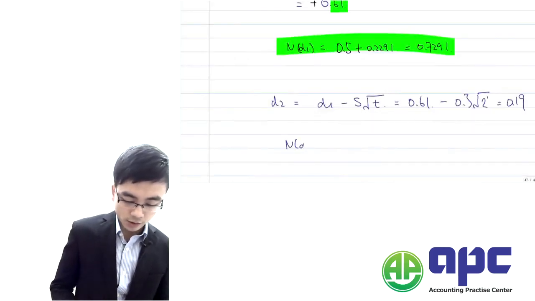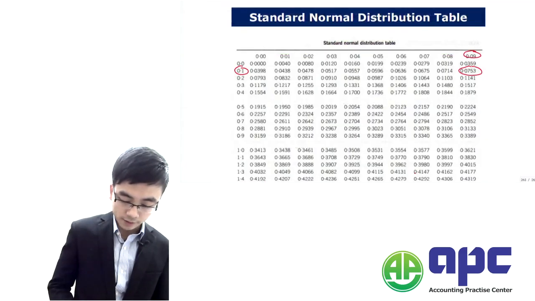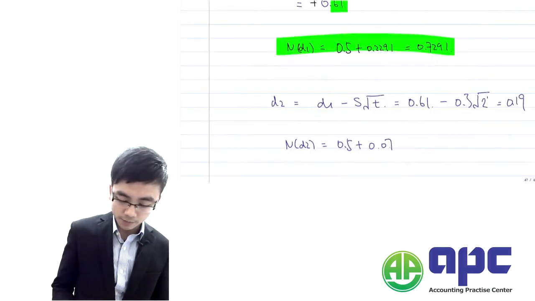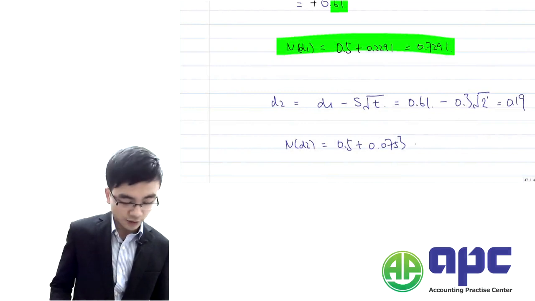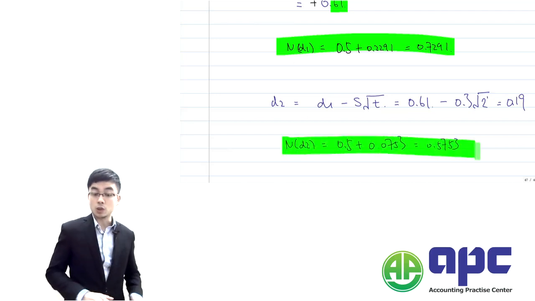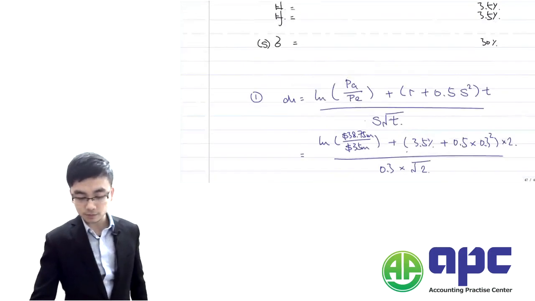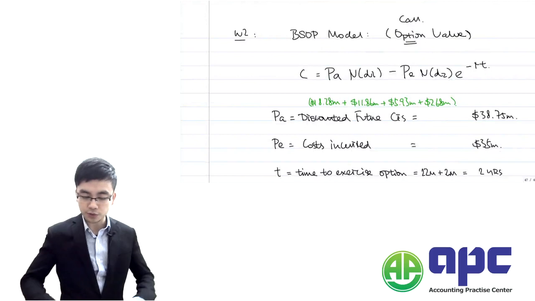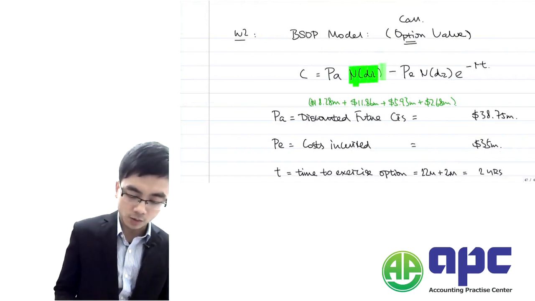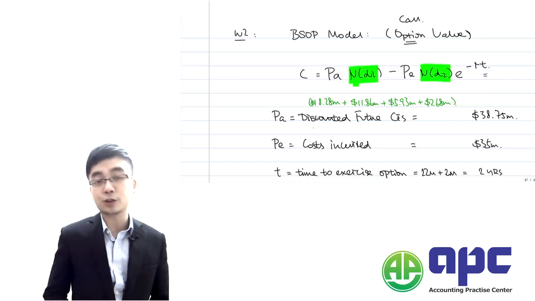So the ND2, because it's positive, is 0.5 plus 0.0753. So that will give us 0.5753 for the ND2. Once we've worked out the ND1 and the ND2, congratulations, you've done everything already. So we plug that into the formulae, we know that information already. What does that come to?